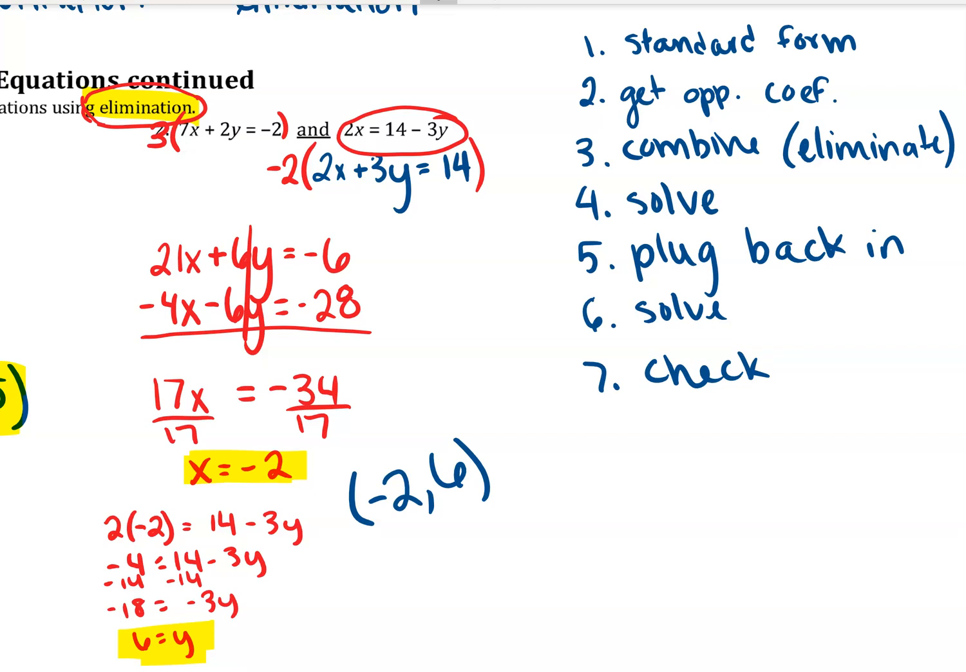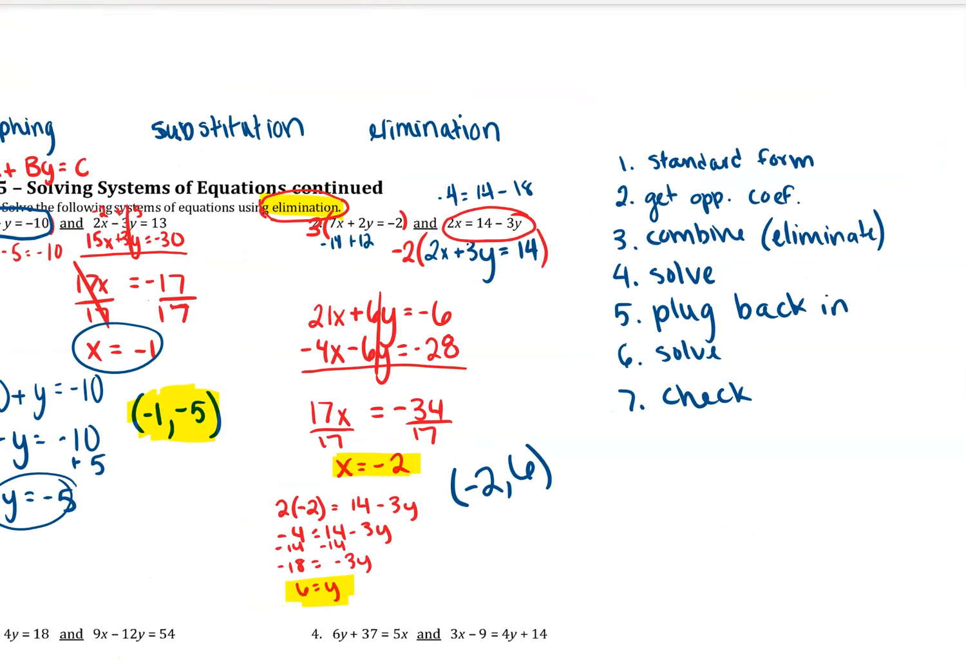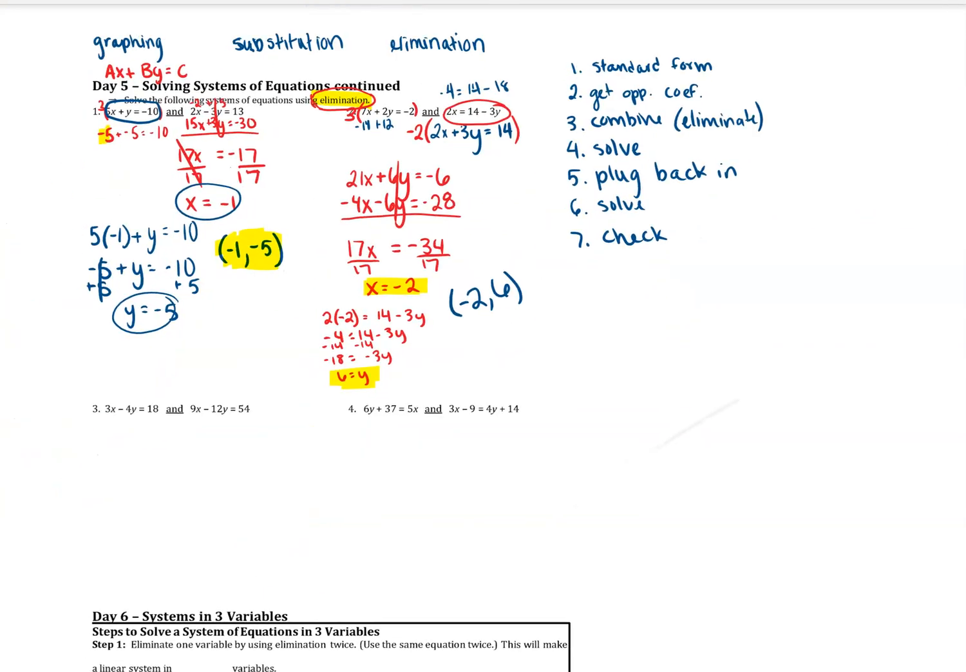Plug negative 2 in here. 7 times negative 2 is negative 14. And then 2 times 6 is going to be 12. Negative 14 plus 12 is negative 2. So that works. Plug into the next one. 2 times negative 2 is negative 4. 14 minus 3 times 6 is 18. 14 minus 18 is negative 4. So that works as well. All right.